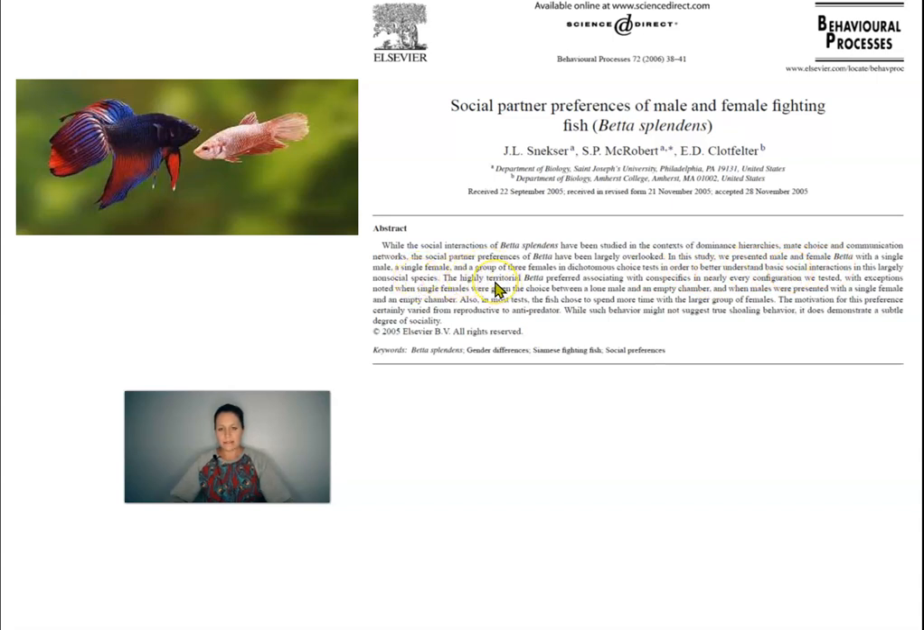And then we get some results. The highly territorial betta preferred associating with conspecifics, that means fish of the same species, in nearly every configuration we tested, except for these specific ones. And in most tests, they preferred to actually be with the larger group of females when given the choice. So this is very interesting because while such behavior might not suggest true shoaling behavior, it does demonstrate a subtle degree of sociality.